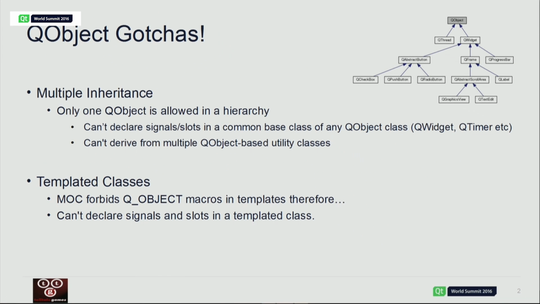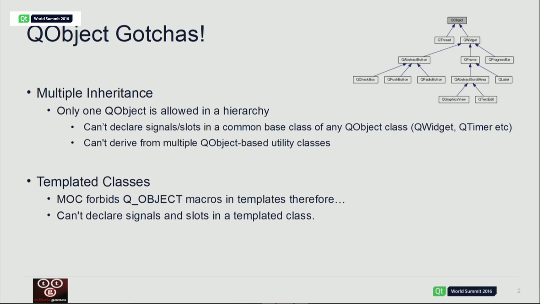So some of our QObject gotchas: multiple inheritance comes up quite a bit. You can only have one QObject in a hierarchy. This presents some issues sometimes when you want to be able to declare signals and slots and have a nice common base class or a utility class. But if you are deriving from QObject directly and you're going to try to use that common class in a widget or something like that, then you're going to run into issues because a widget is already a QObject. And you can't derive from multiple QObject-based utility classes.